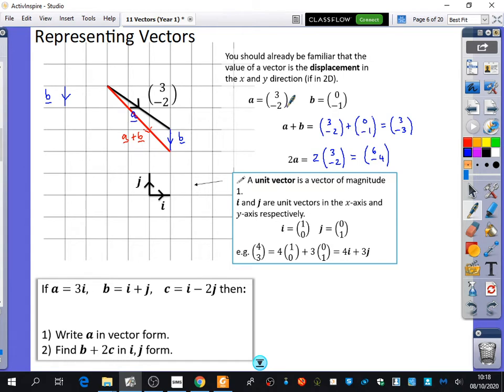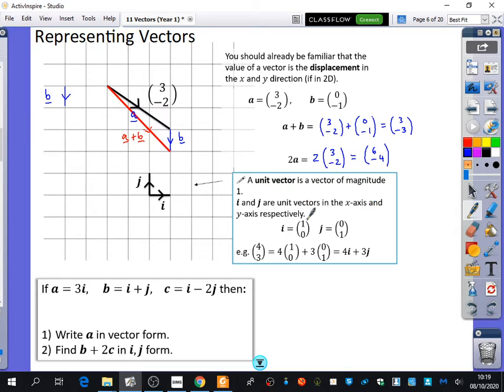And we've just got a new way of describing that at A level. And the way we describe this is to do with i and j. So it says here that a unit vector is a vector of magnitude 1. What does magnitude mean? Size, length, okay? So the i and j are unit vectors in the x-axis and y-axis respectively.